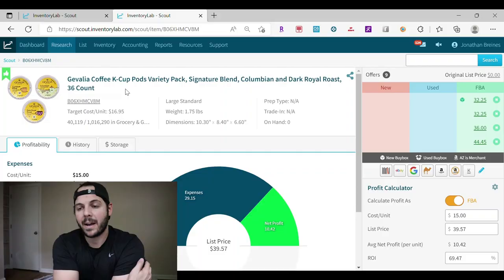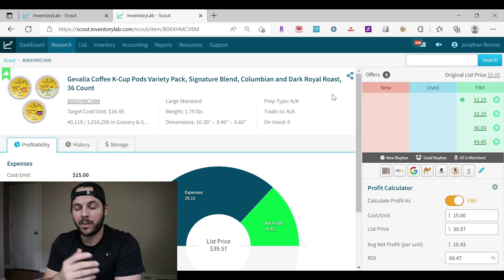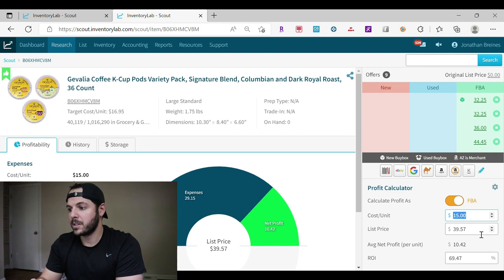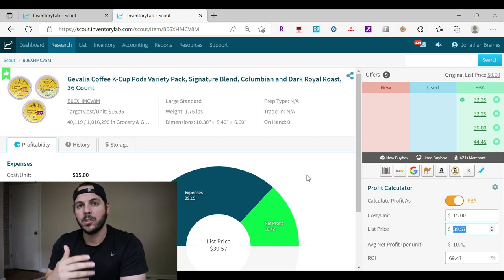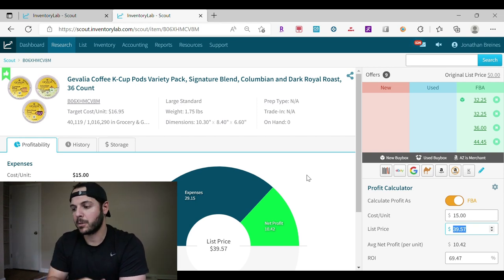So here we are, as you can see, look at the listing. I just wanna make sure you know we're comparing apples to apples. Javalia K-Cup Variety Pack, it's three different ones, totaling 36, so three boxes of 12, as I mentioned. Cost per unit, $15, okay? Because each box is $5. List price, $39.57. Again, we just wanna keep two apples to apples, so we multiplied the list price of the previous one box times three. And now look, the net profit is $10.42.